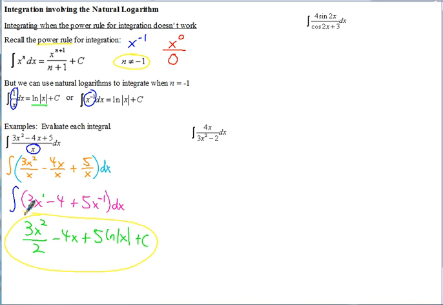Okay, let's take a look at the next one here. On this one, again, no quotient rule, but we can't use that same technique we used here because we have 2 terms on the denominator. It only works if there's a monomial on the denominator. So splitting up the fraction is not an option here.